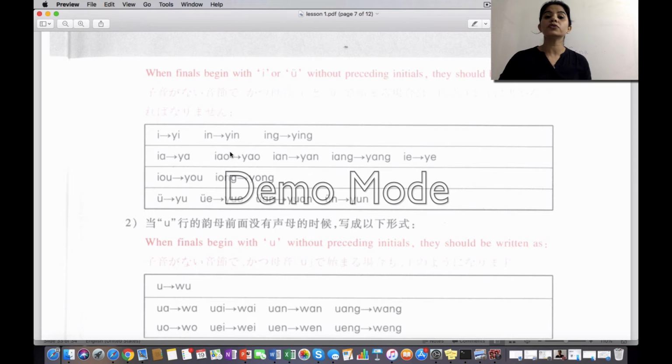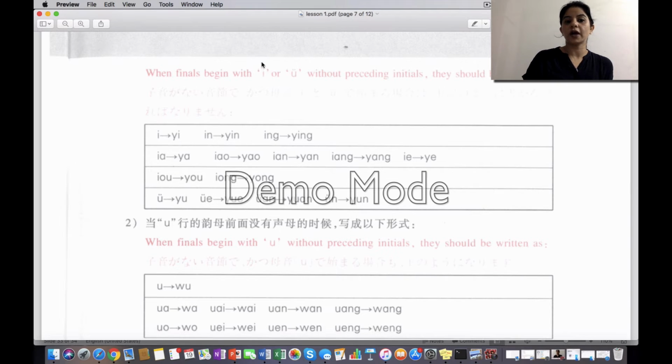If you remember, I told you that Y and W are semi-initials. They are not initials. The reason is, some words in the Mandarin language start with finals, like I or the special U. Now, you cannot have a word with a single letter. Just to make a word look better, for the words which start with I, they put Y before that. And also the words which start with U, they put Y before that.